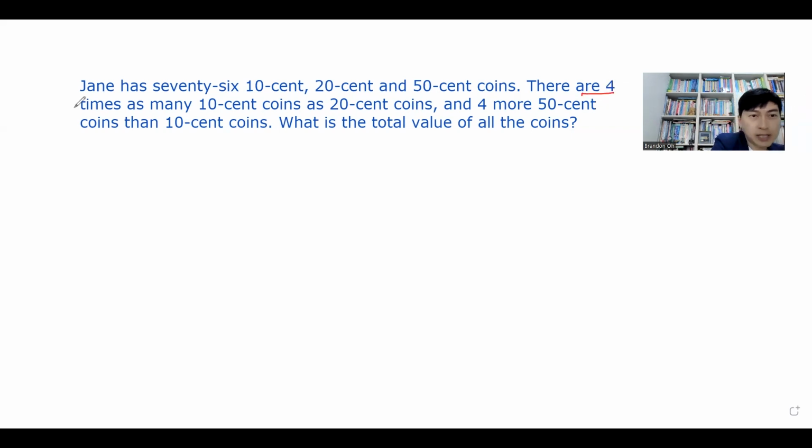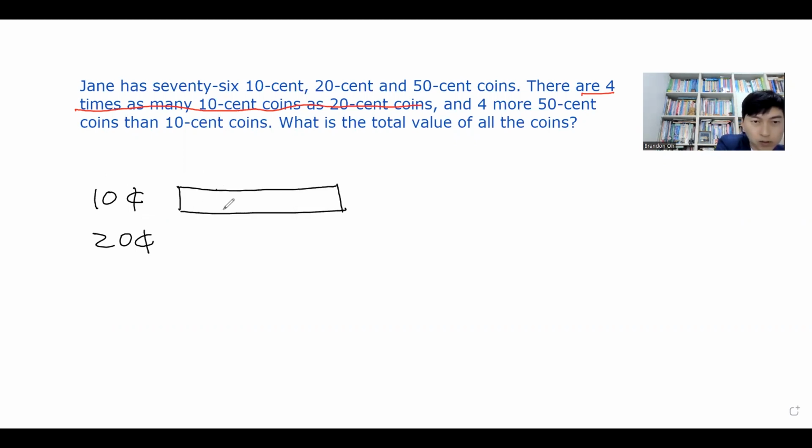There are 4 times as many 10-cent coins as 20-cent coins. So now what we're going to do is we have a bar model that represents the 10-cent coins and the bar model that represents the 20-cent coins. 10 cents, 20 cents. Now, since there are 4 times as many 10-cent coins, I would draw 4 boxes to show 4 times. And 1 box to show 20 cents. That is 1 time.